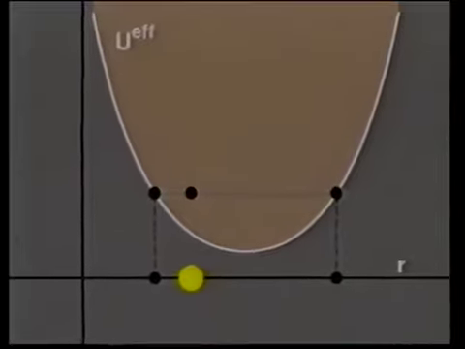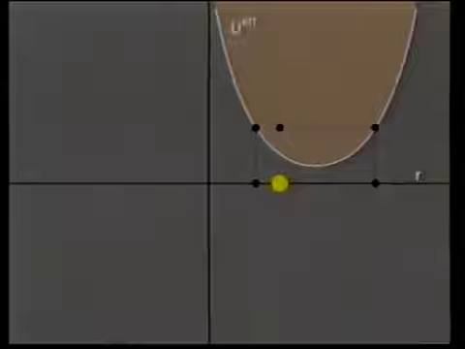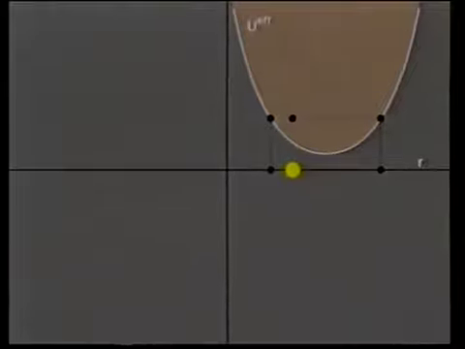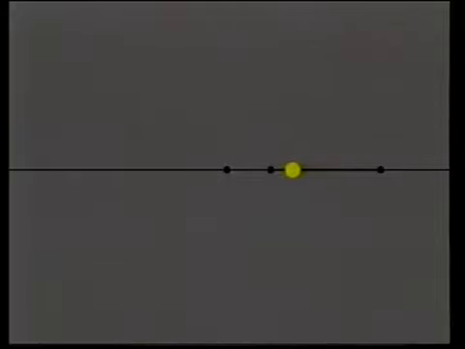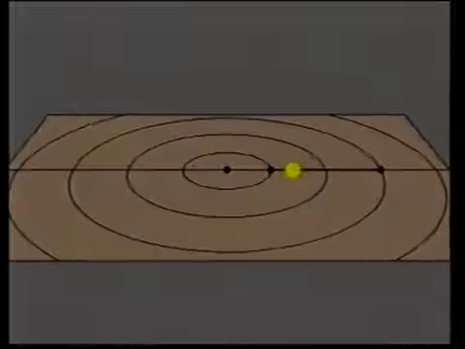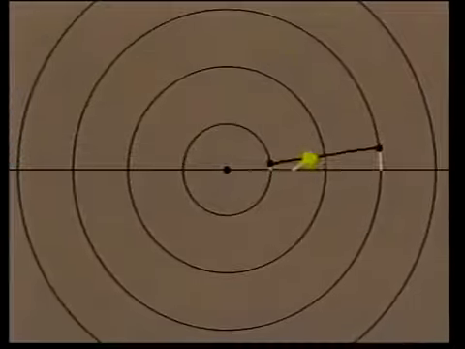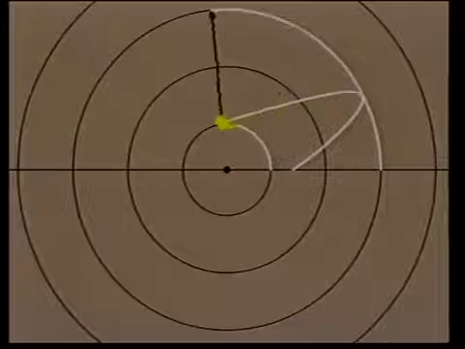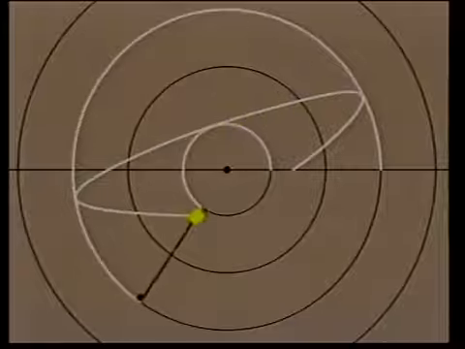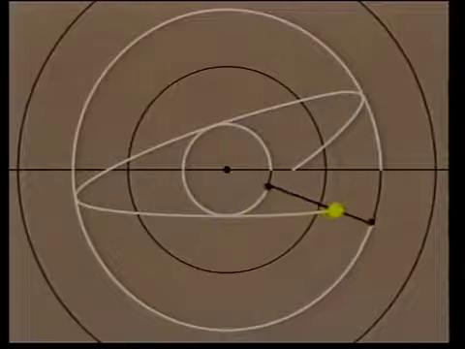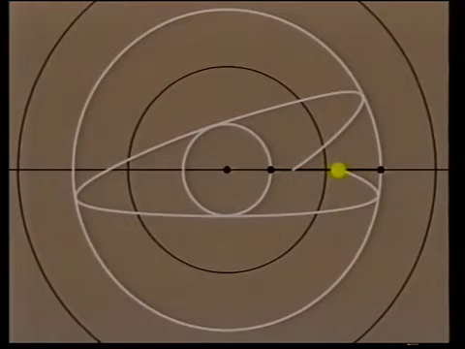But remember that we're really talking about two-dimensional motion here. What does this imply about the motion of the particle in the plane? Well, the two turning points define two bounding circles for the motion. And even though you can't describe the exact path of the motion, you can determine these bounding circles.